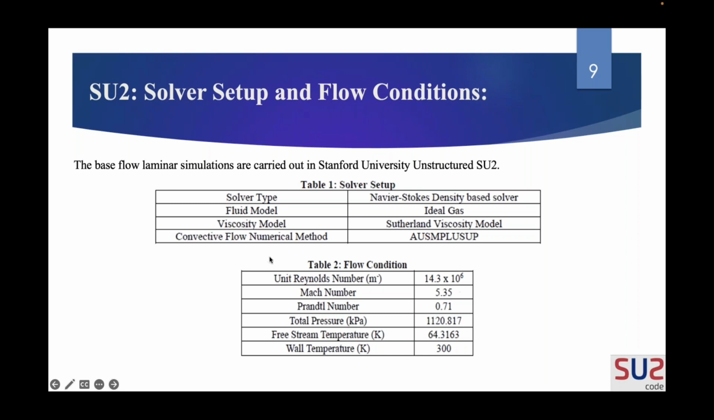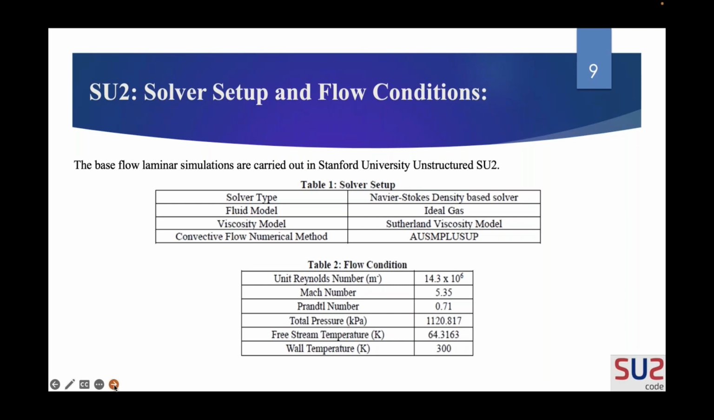So the reason that I've selected the flux numerical method as AUSM is for its robustness and accuracy, and the upper pressure bound, that is UP, basically helps us in getting a pressure field that's physically realistic.